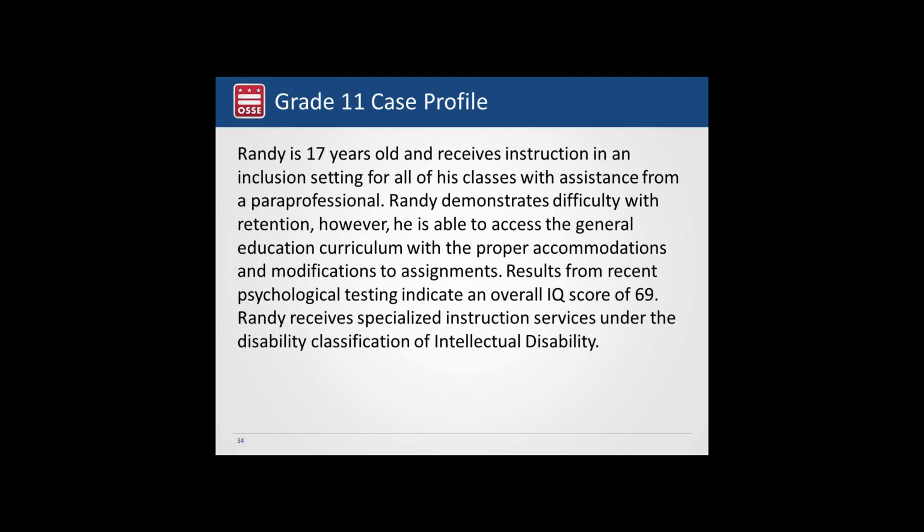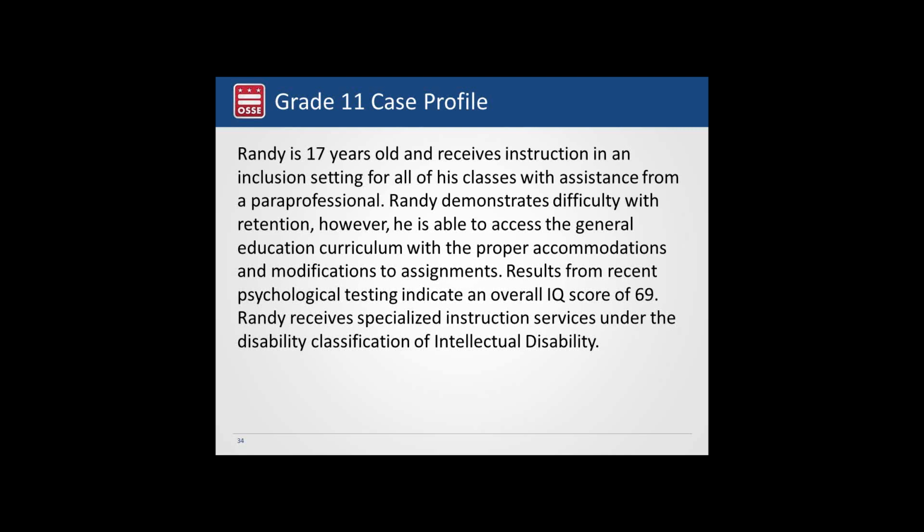Case profile 2. Randy is 17 years old and receives instruction in an inclusion setting for all his classes with assistance from a paraprofessional. Randy demonstrates difficulty with retention. However, he is able to access the general education curriculum with proper accommodations and modifications to assignments. Results from recent psychological testing indicate an overall IQ score of 69. Randy receives specialized instruction services under the disability classification of intellectual disability.